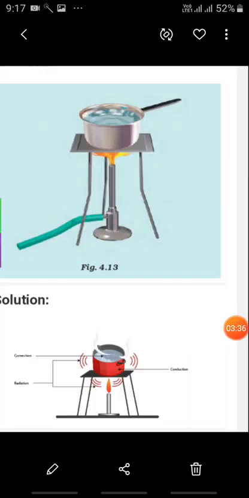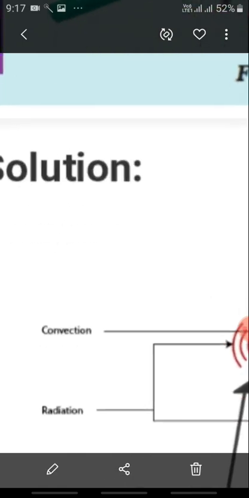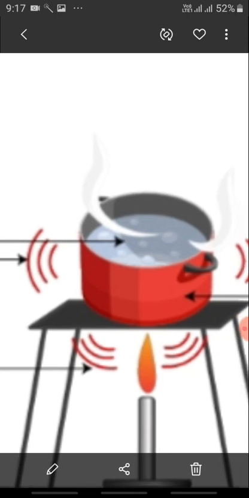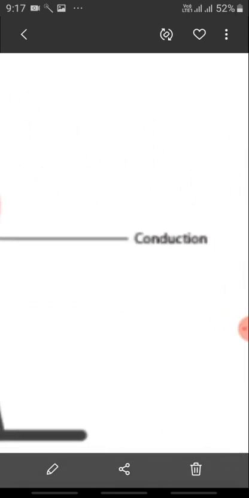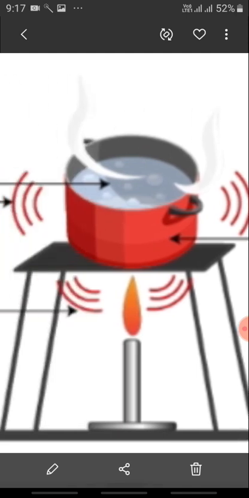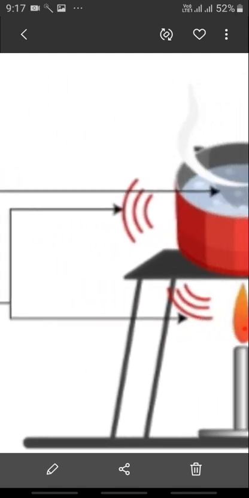Look at the picture and mark where the heat is being transferred by conduction, by convection, and by radiation. So here the answer is: first one, the process of convection, that means in liquid. Next, the process of conduction in case of solid, and from the candle to the container, that is by the process of radiation.